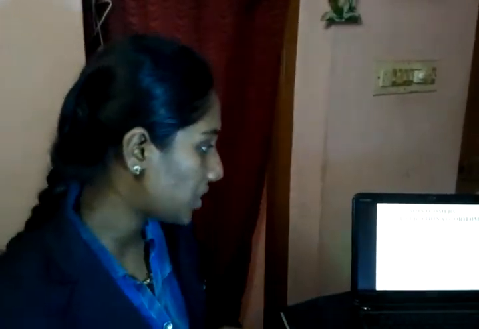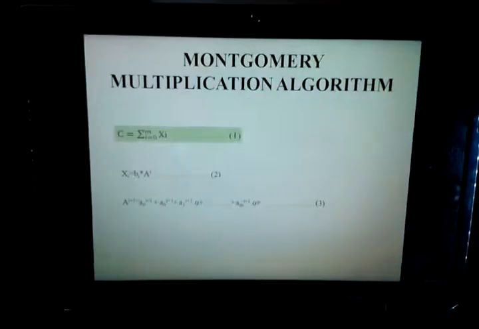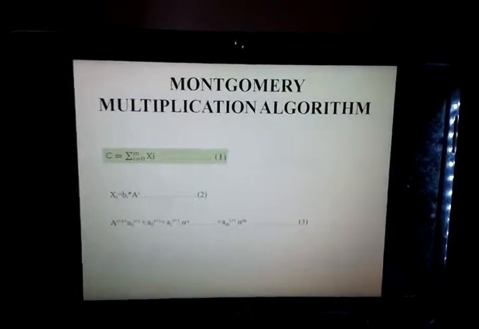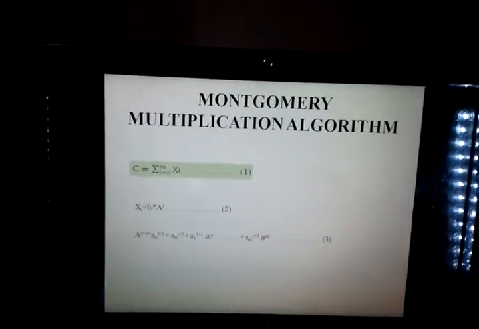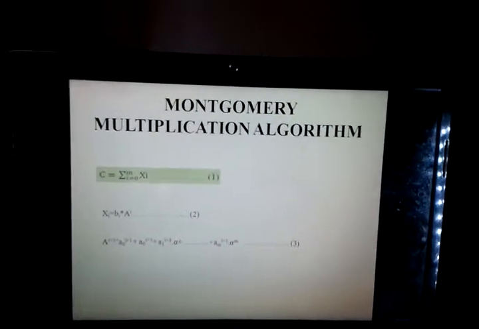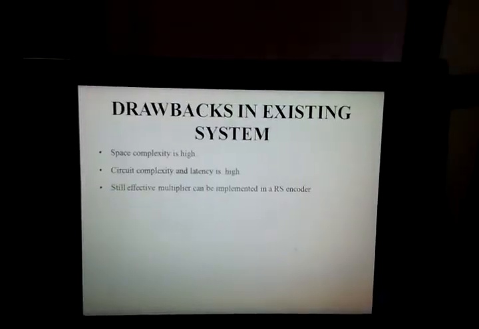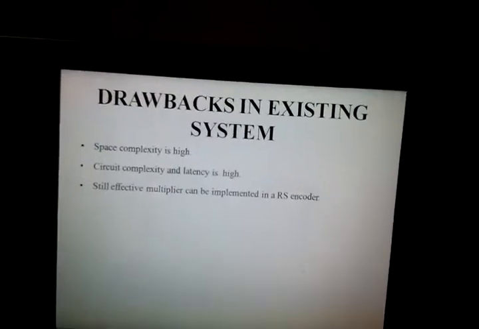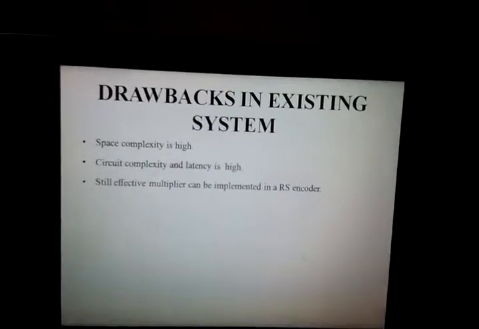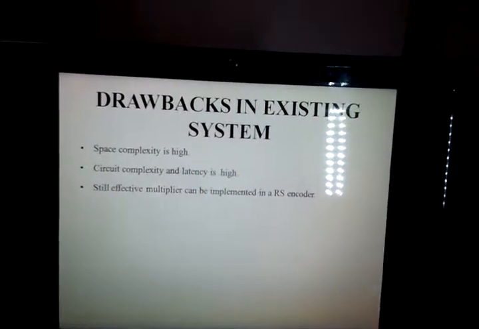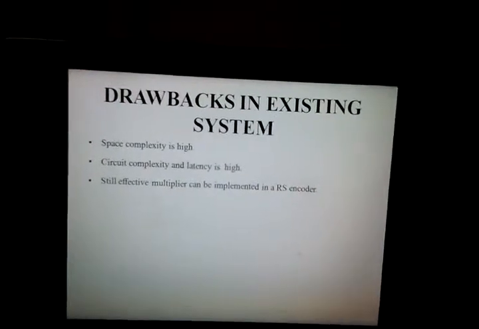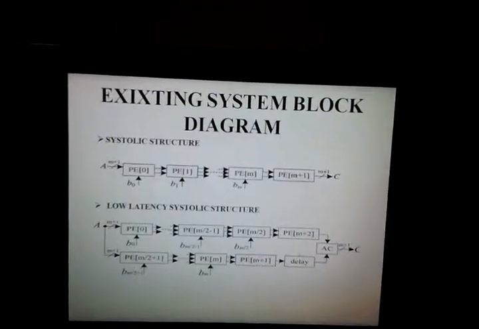There are three expressions here, where C means the final output of the multiplier, X means the multiplication, that is the multiplier of the multiplication, and A i plus 1 means the addition process which is undergone in the multiplier. The drawbacks in my existing system are that space complexity is high, and circuit complexity and latency are high. Still, an effective multiplier can be implemented in an RS encoder.